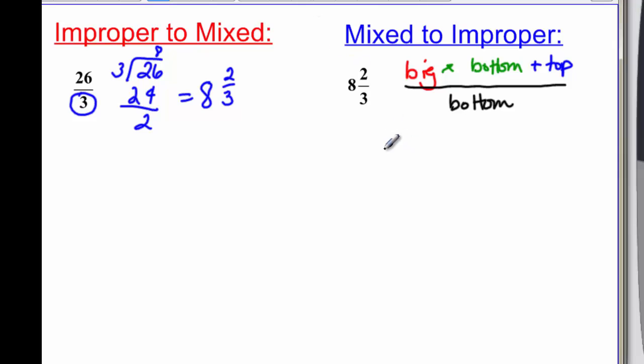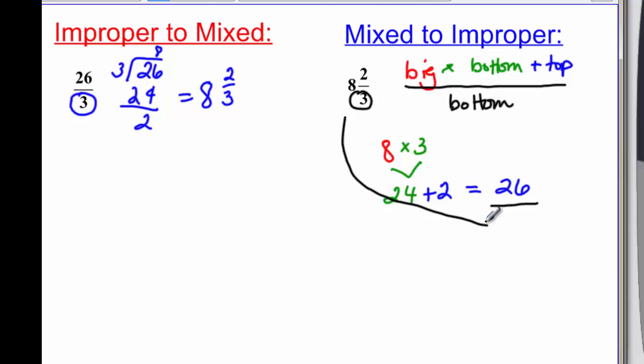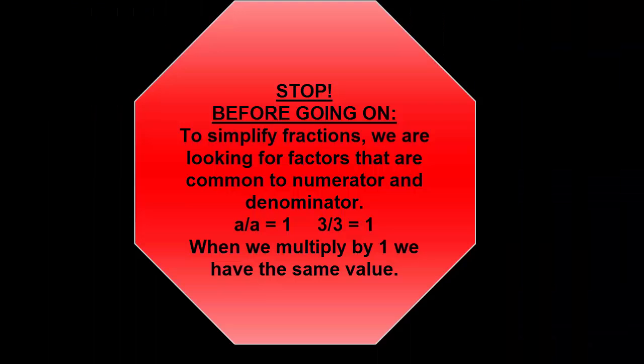So if I do that here, I'm going to take 8 and then times my 3, which gives me 24. And then I'm going to add my 2, which gives me 26. And then we divide it by that bottom number of 3. And there we are at 26 over 3, just like we had when we went from improper to mixed. Going from mixed back to improper, we got the same thing.